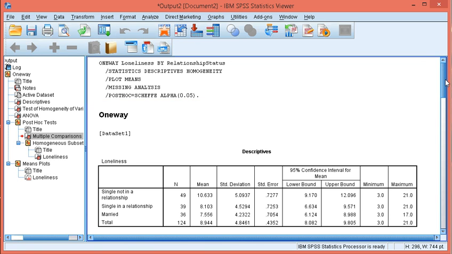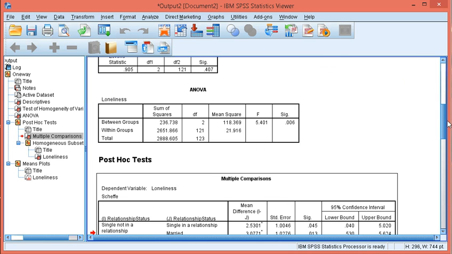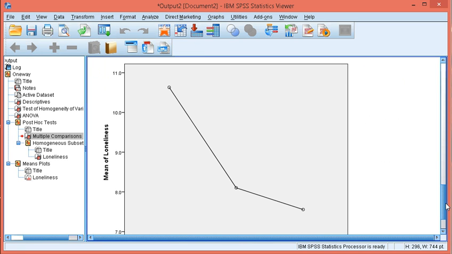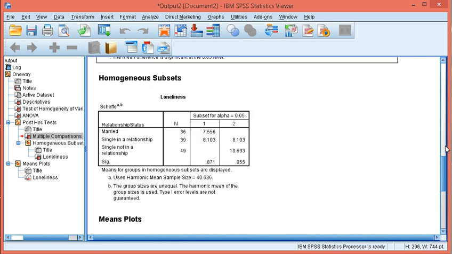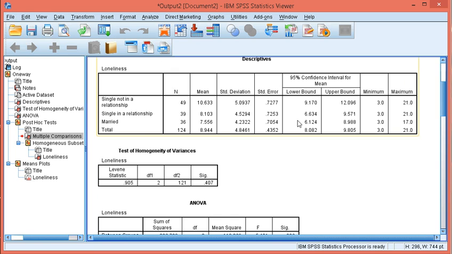The output has several parts. We have descriptives, test of homogeneity of variances, the null hypothesis test, ANOVA, the post hoc tests, and the means plot. So let's first look at the descriptives. These are your three samples representing three unknown populations: single, not in a relationship; single, in a relationship; and the group who are married. And these are their means.